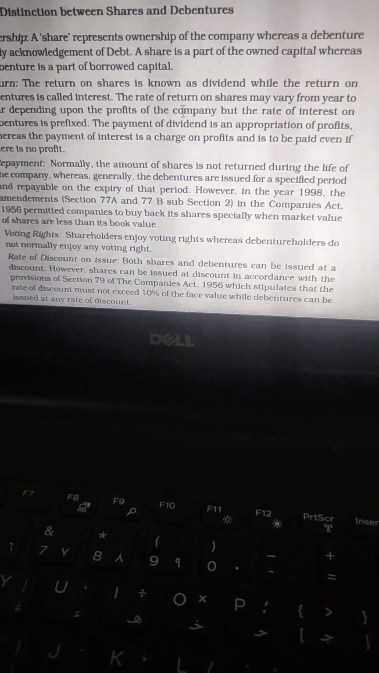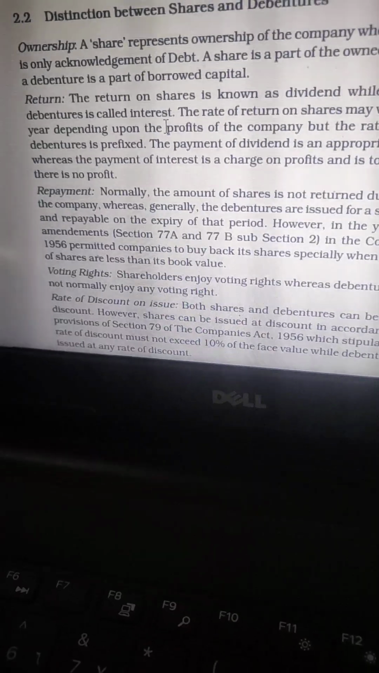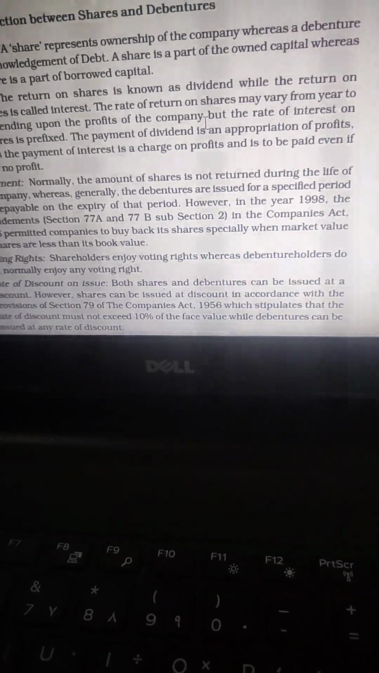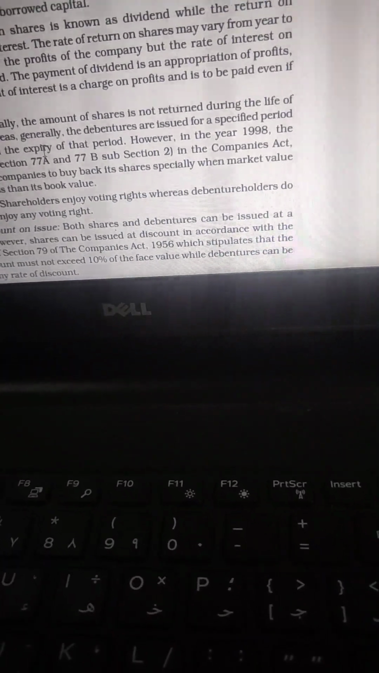The rate of return on shares may vary from year to year depending upon the profits of the company. That means the return on the shares will be based on the profits. If the company is not earning profit, there will be no return on shares. But the rate of interest on debentures is prefixed. The payment of dividend is an appropriation of profits. It is to be paid only when the company makes profit, whereas the payment of interest is a charge on the profits and is to be paid even if there is no profit.